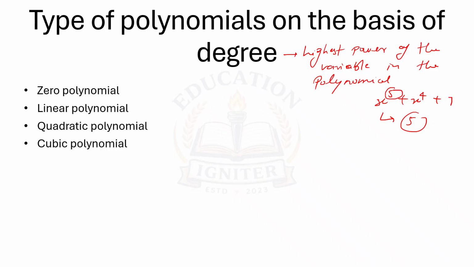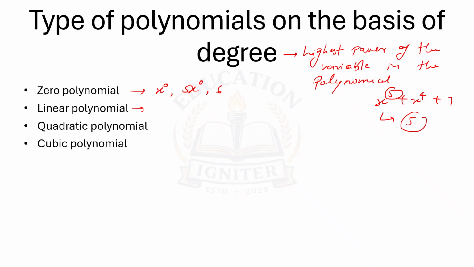Now, what does zero polynomial mean? Something like x to the power 0. This is a zero polynomial. We can say this is also an example, x to the power 0 times 5x. This is an example of a zero polynomial, or we can simply say 6. Now the linear polynomial means whose degree is 1.